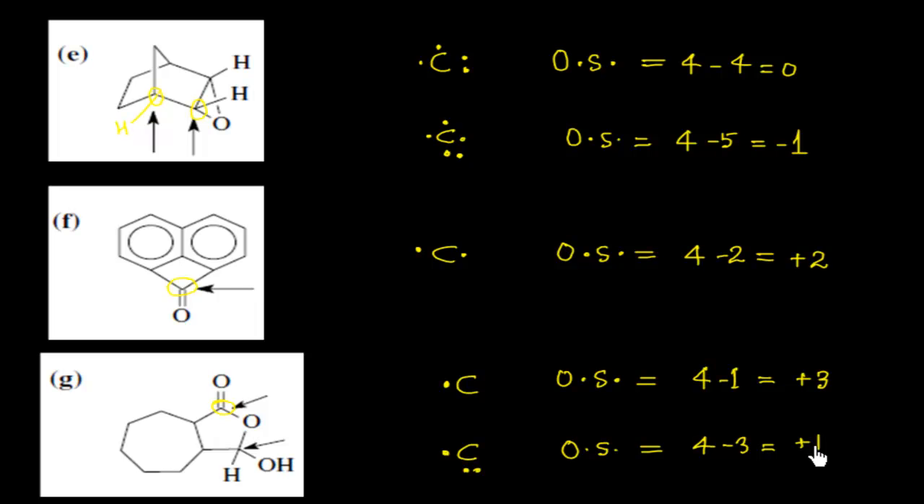So let us say in the case of carbon and hydrogen, carbon will get both electrons. In the case of carbon and chlorine, chlorine will get both electrons. In the case of carbon and oxygen, oxygen will get both of the electrons.